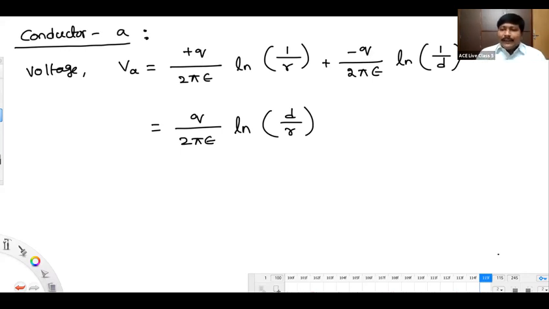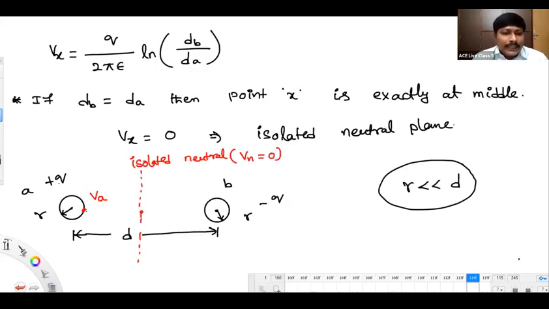Listen to me. So I have found the voltage at this point A, on conductor A. I will ask one very simple question to you. The voltage that you have measured on conductor A, all of you stop writing and listen. The voltage you found on the surface of conductor A, with respect to what did you take that voltage? Tell me, with respect to what you calculated the voltage.